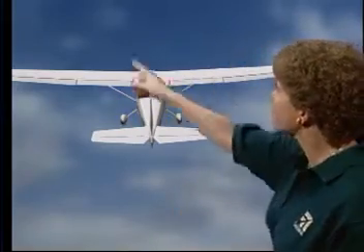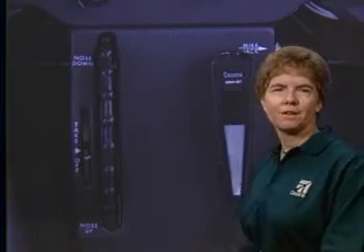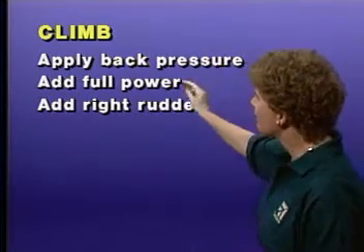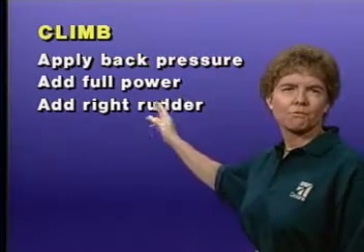One reason the airplane wants to turn to the left when you're flying at slower airspeeds and using lots of power, like when you're climbing, is that the propeller turns to the right or clockwise. So just like Newton said it would, the airplane tries to turn to the left, and that's why you use right rudder. You can then relieve the back pressure on the control wheel with the trim. And there you are, in a climb. So to start a climb, you want to apply back pressure, add full power, and add right rudder.